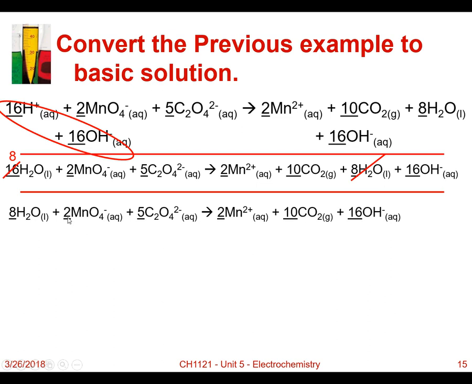Now I check my charges. I have 2 negative and 10 negative. I have 12 negative on the left. I have 2 times 2 is 4 positive and 16 negative. I have a net of 12 negative on the right as well. So it's balanced for charge as well. Because it's balanced for mass and charge, I know my solution is correct, and now it's been converted to being balanced in basic solution.